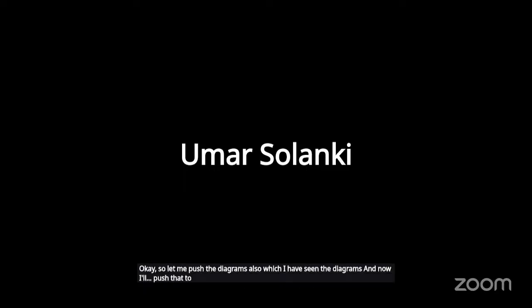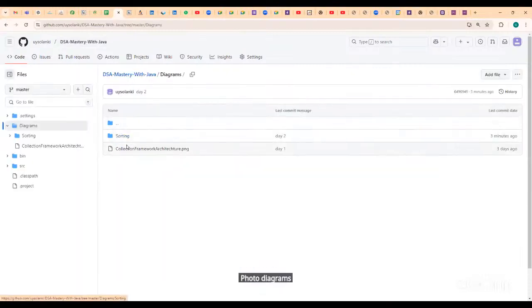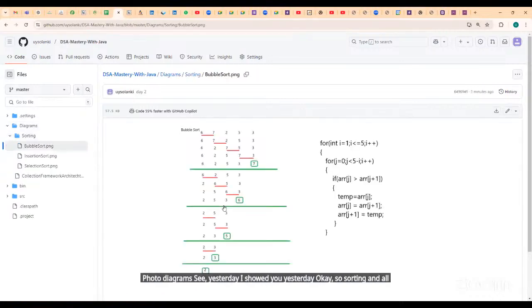Let me push the diagrams also, which I have shown. Now I'll push that to GitHub. I've pushed the diagrams onto GitHub, and I'll show you once how you can access them. Go to the GitHub repository, which I have named DSA Mastery with Java. Go to diagrams and see. Yesterday I showed the sorting, and all these diagrams are here.